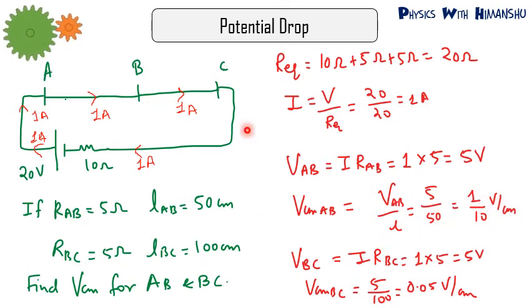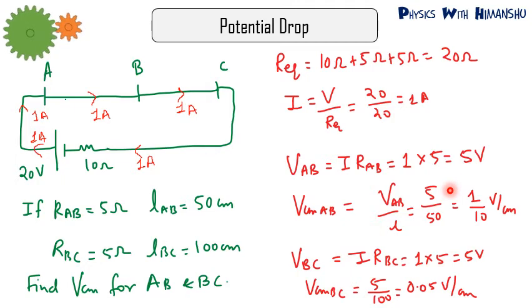Similarly for BC wire, potential drop in BC will be equal to current into resistance of BC. So current is 1 ampere, resistance is 5 ohm. So it's 5 volt. But in this case, VCM for BC will be potential drop divided by length. Potential drop is 5 but length is 100. So VCM for BC will be 0.05 volt per centimeter. So you have to remember how to calculate VCM. First step is R equivalent, second step is current, third step is potential drop, and fourth step is VCM.